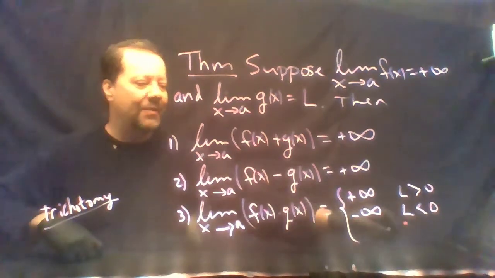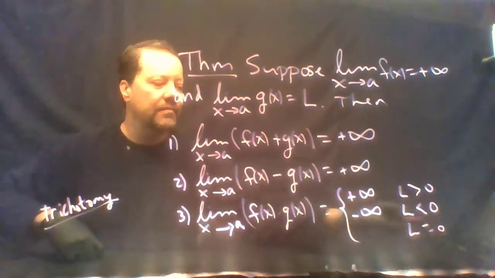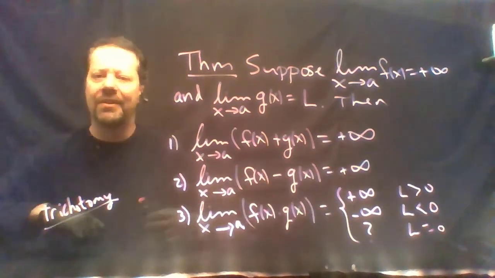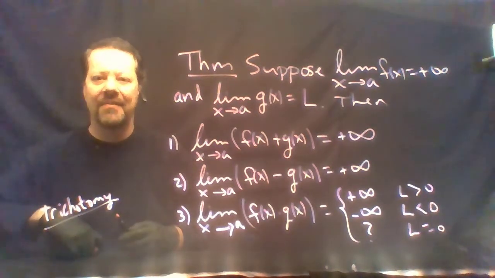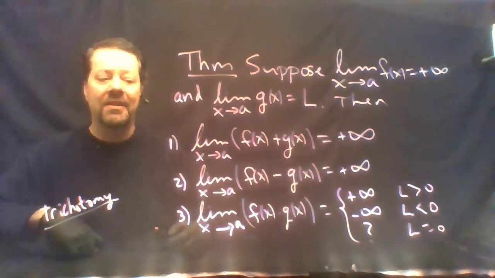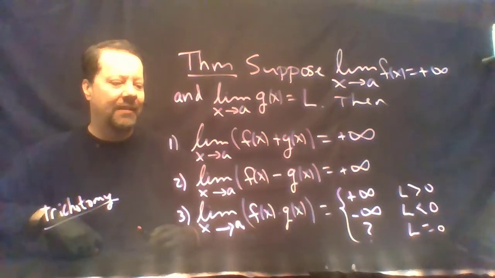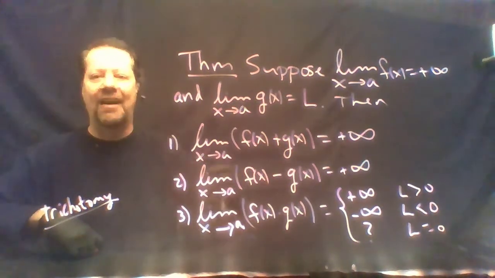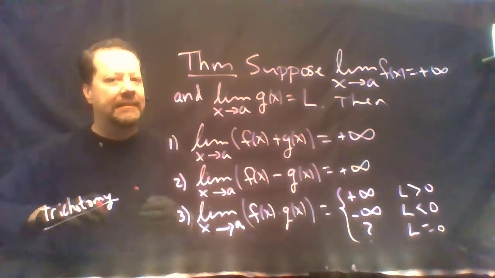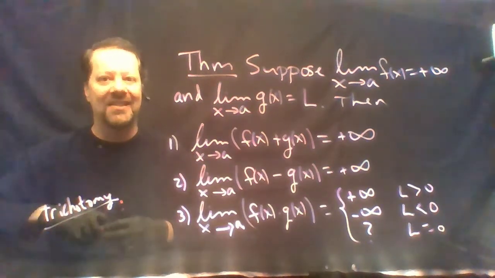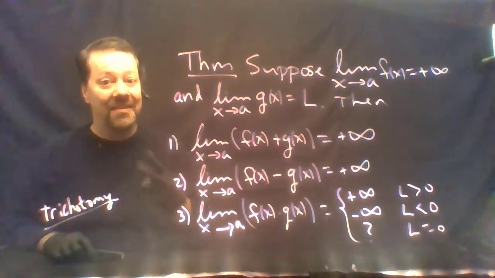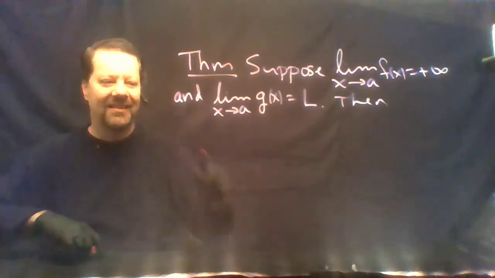What if L is equal to 0? If L is equal to 0, that's an indeterminate case. You can get different values depending upon how f goes to infinity and how g goes to 0. We'll talk about those indeterminate cases later. This theorem has two more cases.